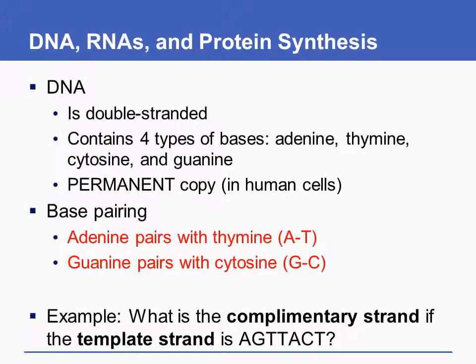So DNA is double-stranded. I'll explain what that is in a minute. It contains 4 types of bases, as we just discussed, and DNA is the permanent copy. There's another type of nucleic acid, RNA, which is not the permanent copy, it's actually the temporary copy. Now here's an important piece. Adenine pairs with thymine, guanine pairs with cytosine.